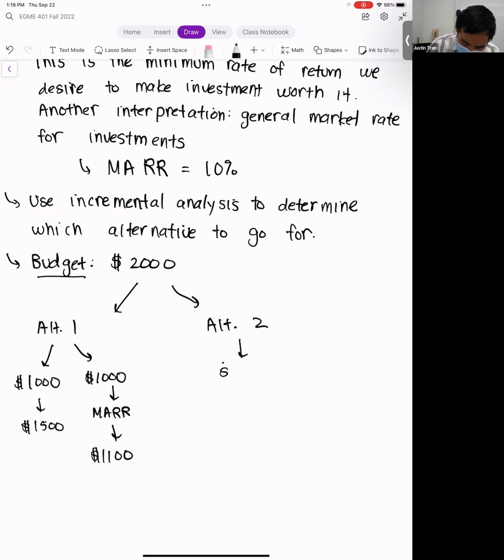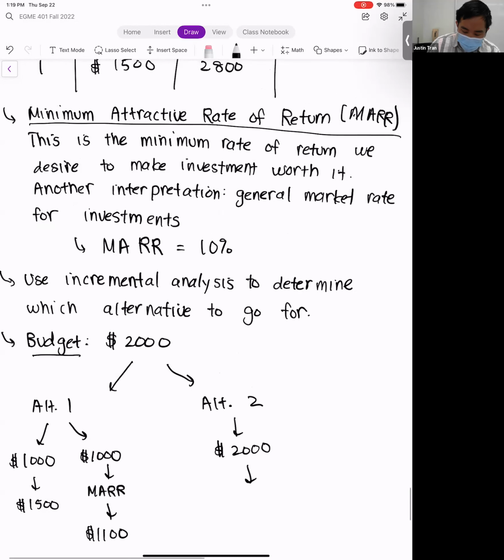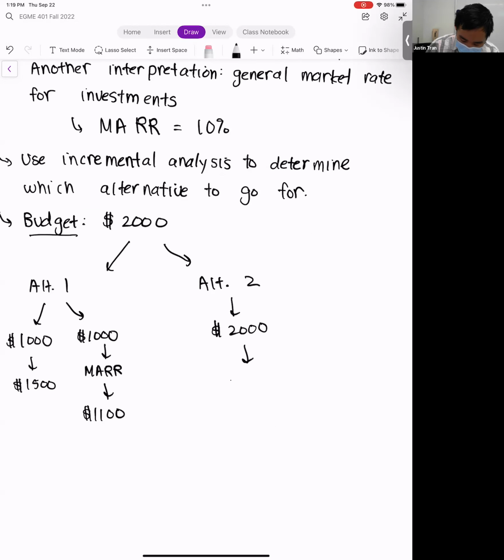The alternative to this is we invest everything into alternative 2. So we put $2,000 into it, and just based on the numbers we're given, this tells us that we get $2,800.